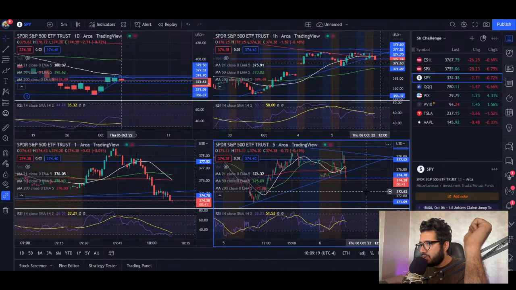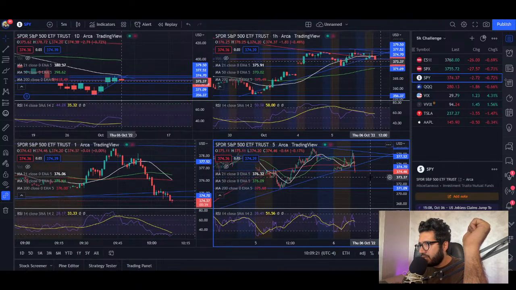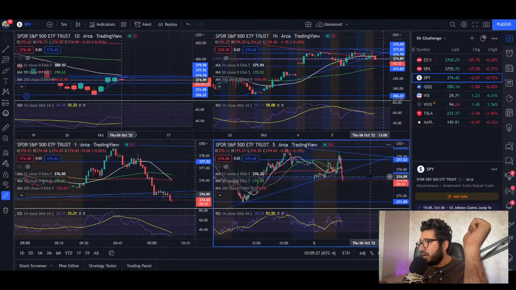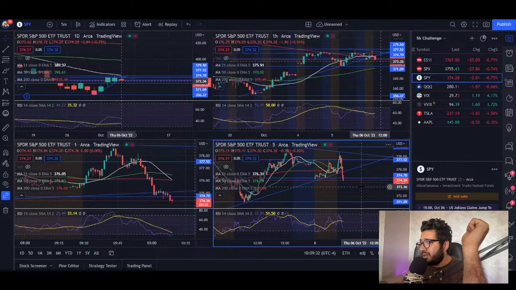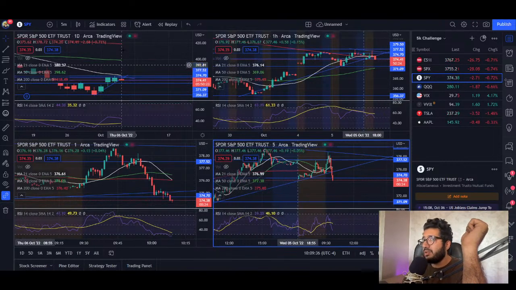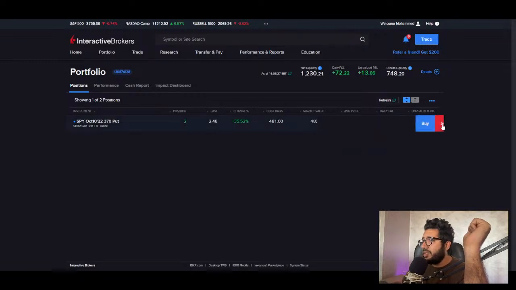373, right? So my first take profit target will be this resistance level here because it might struggle a little bit. So 373.4. This is where, if of course this is still retesting, if we get there, 373.4, this is where I would trim one contract, right? So let's hope this happens.